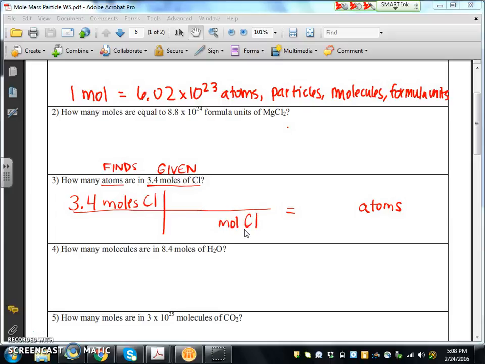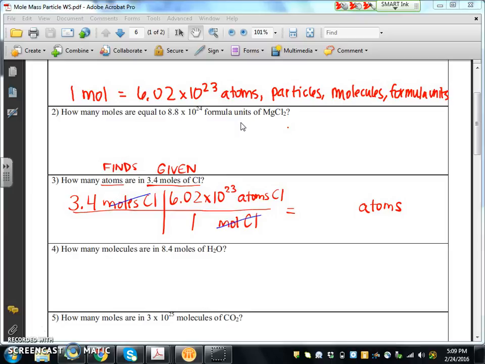Now I know I'm trying to convert to atoms, and I know that Avogadro's number converts from 1 mole to 6.02 times 10 to the 23 atoms. So I'm going to put that in my T-chart. I'm going to put my 1 mole on the bottom and my Avogadro's number on the top. And I'm going to use the words atoms of chlorine. So if I look at my units, my moles of chlorine cancel out with moles of chlorine, and what I have remaining is atoms, which is what I want.